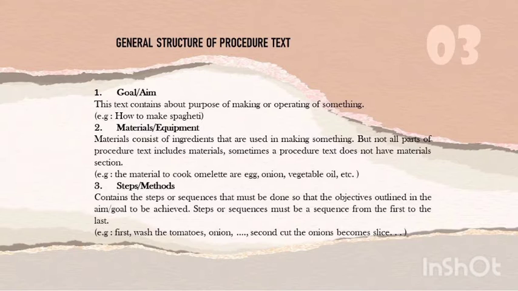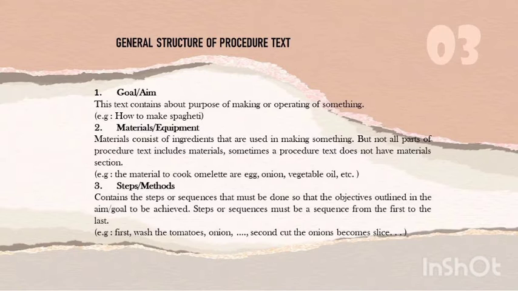Materials consist of ingredients that are used in making something, but not all procedure texts include materials. Sometimes a procedure text does not have a materials section. Example: the materials to cook an omelette are egg, onion, vegetable oil, etc.